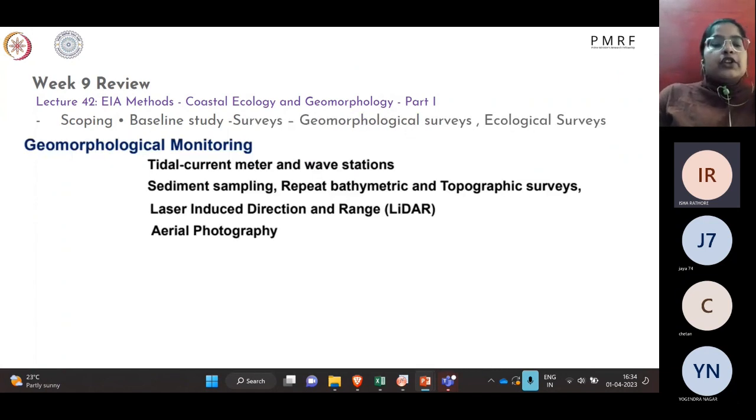And then for doing a baseline survey for geomorphological and ecological surveys relating to coastal systems, you can use the tidal current meter and wave stations. You can use sediment sampling, where you gather samples of sediments from different points and then assess them in labs in terms of what the constituents are, what the major sediments found are, and whether they are mobile sediments or not. And then you also have the laser-induced direction and range, which is the LiDAR, which is most frequently used. And then you also have aerial photography, which is for the very first initial level survey.